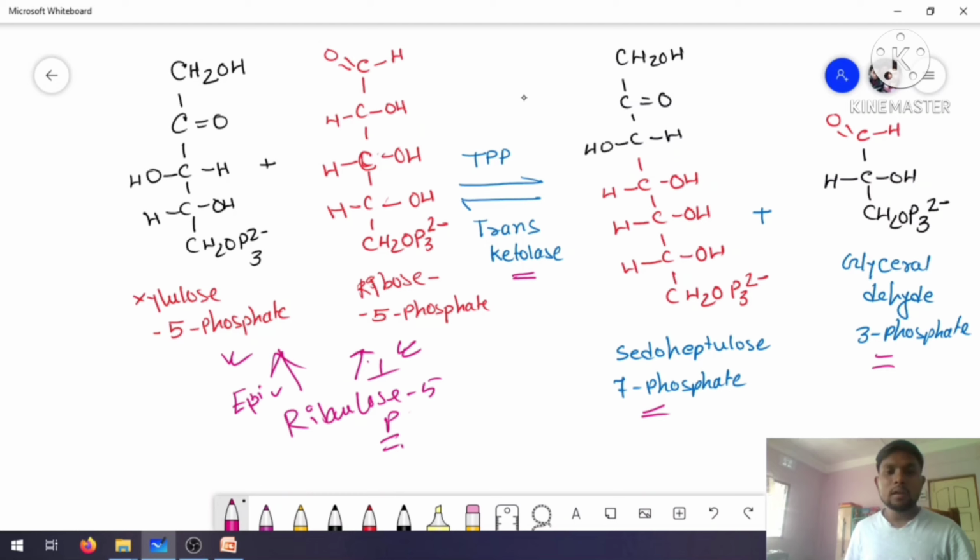Transketolase will play an important role here. So what will transketolase do? Transketolase will transfer its keto group to the aldehyde sugar. How? See, these three will transfer here and these will come to here. This is the function of transketolase.